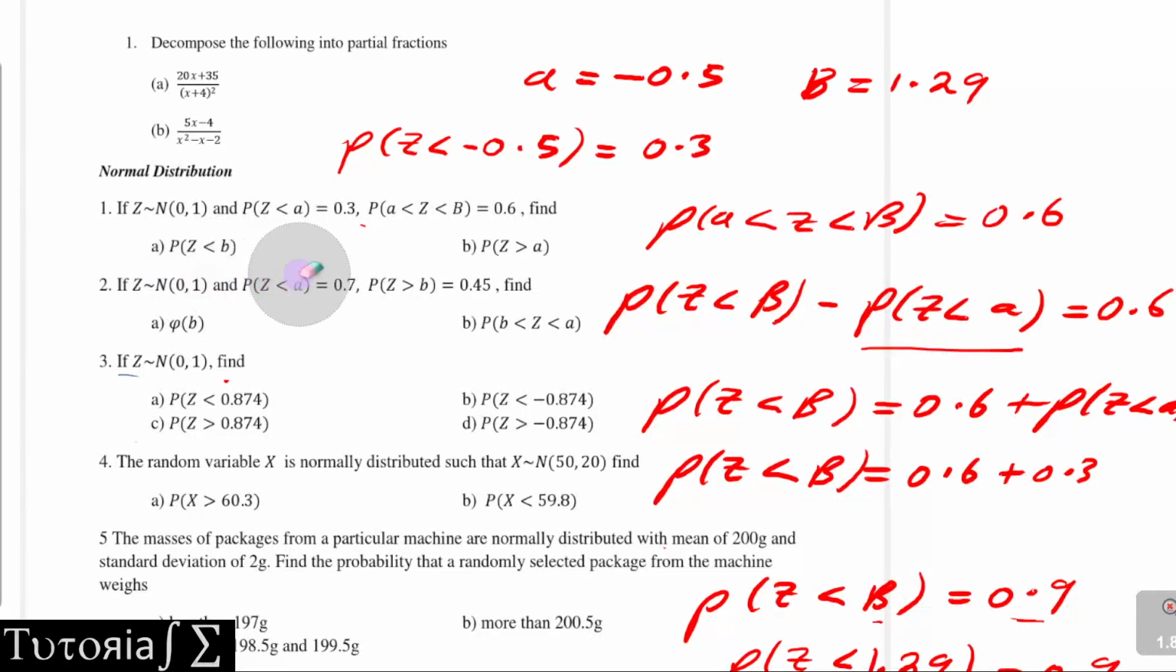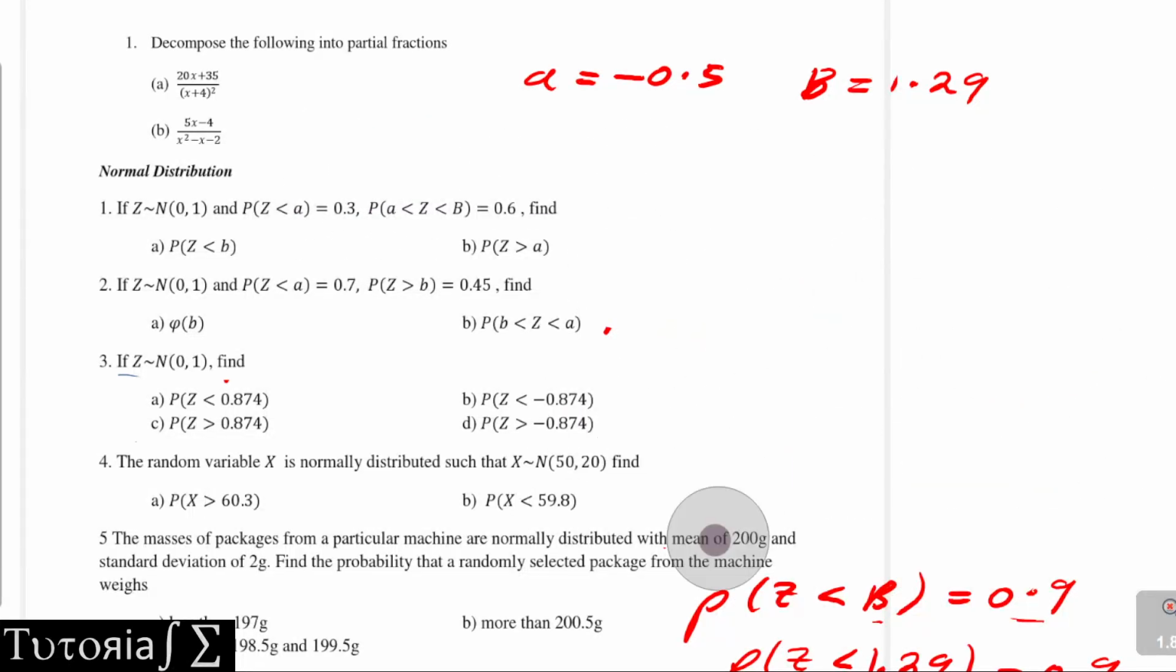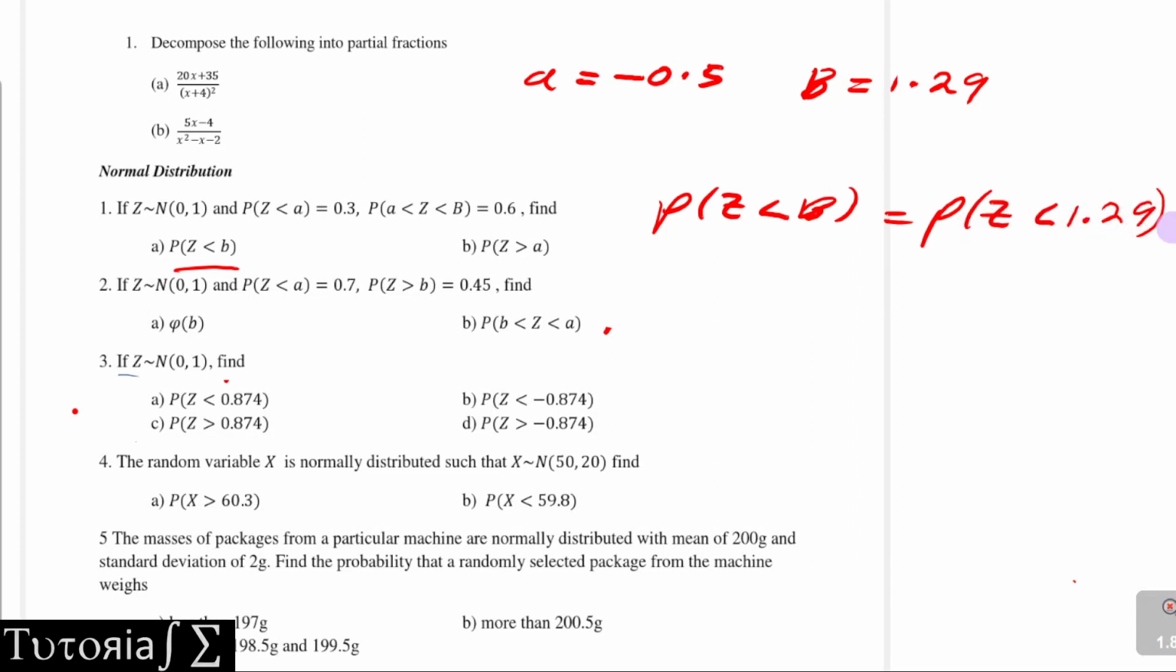Let me just clear the board. Let me just clear out here. So we know what our B is and what our A is. So now for the probabilities, the probability of Z less than B here. So less than B, which is capital B, considering the typing error. So this will be equal to probability of Z less than 1.29. Okay, so we've already worked out that.